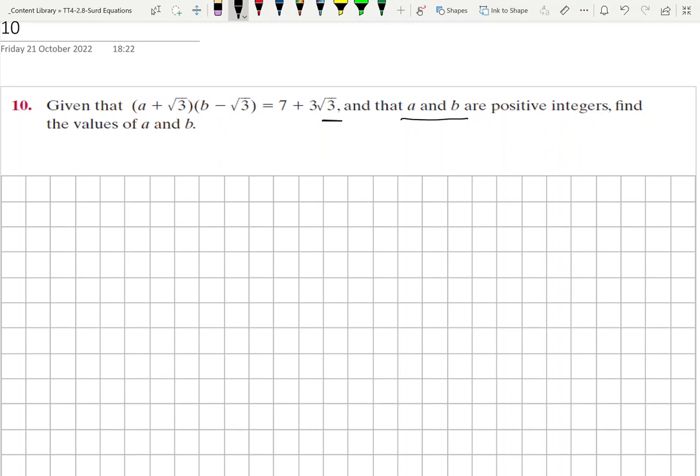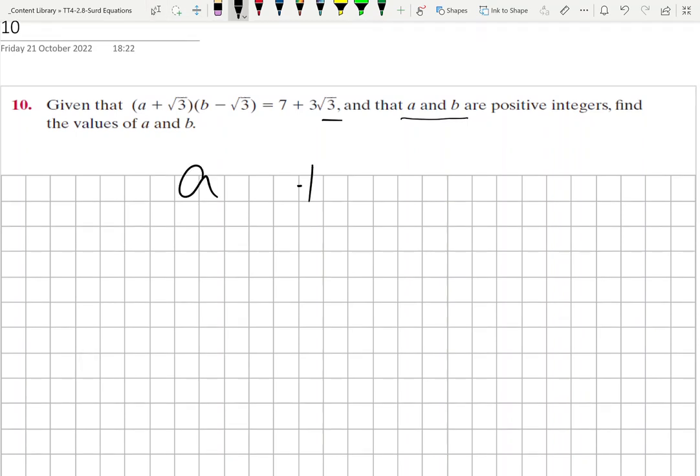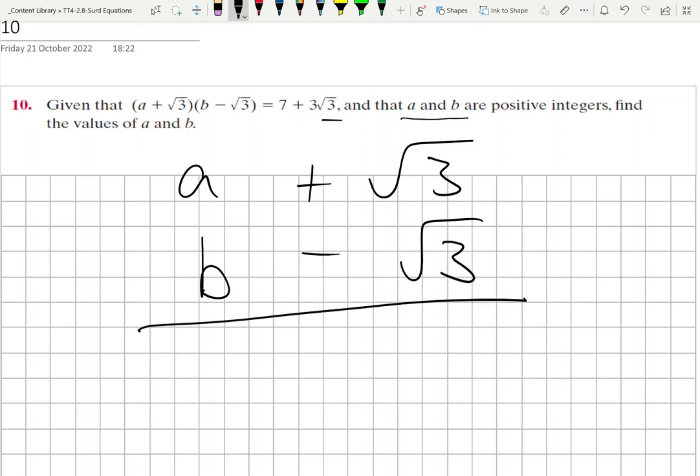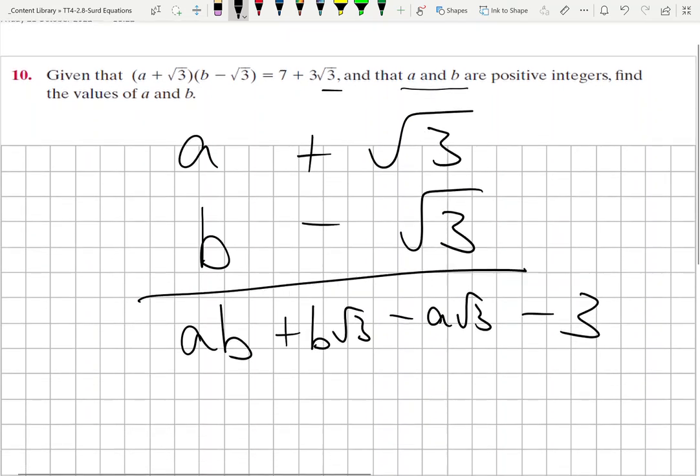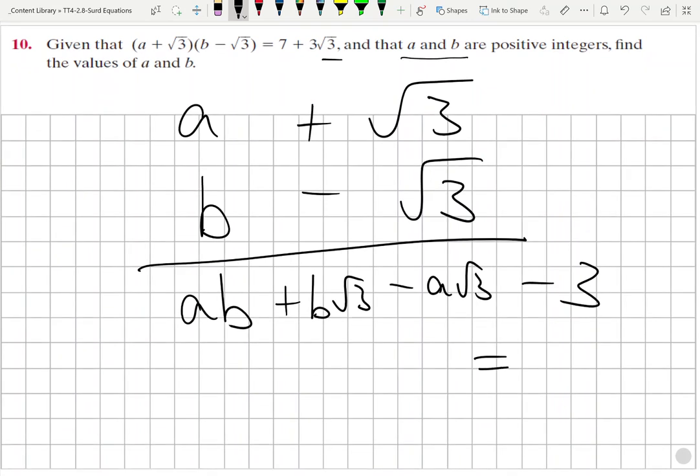So I'd like to arrange things. If it's not a binomial expansion, if the two binomials are different, I like to write them vertically. So I have A, B, I have minus 3, and the two partial products are not like each other. So I have plus B root 3 and minus A root 3. Now here's where things get interesting. It's equal to 7 plus 3 root 3.